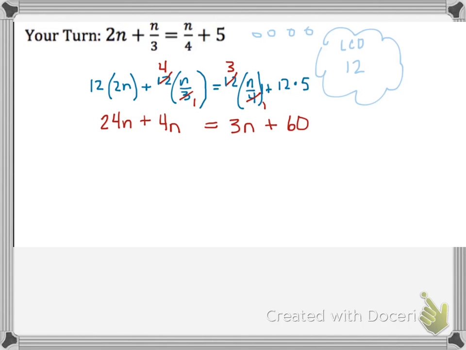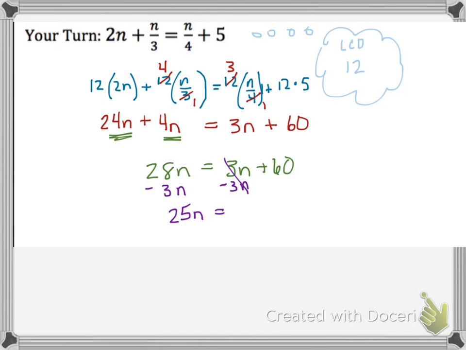Now I have like terms on the left. I've got 24n and 4n. So that gives me 28n is equal to 3n plus 60. And I want to get my variable terms all to one side. So I'm going to subtract 3n, or add negative 3n to both sides. Canceling there on the right. That gives me 25n is equal to 60.